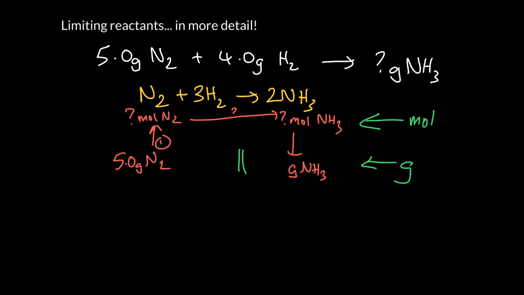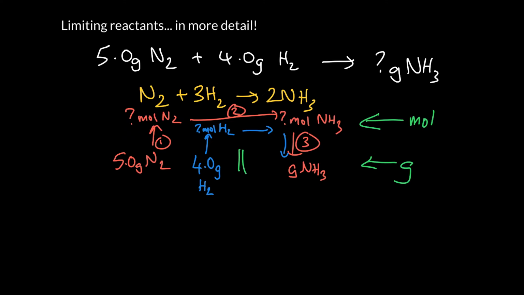So step 1, we'll need the molar mass of nitrogen. Step 2, we need the coefficients. And step 3, we need the molar mass of ammonia. And then we're going to compare that to the other approach, right? Which is where we start with 4 grams of hydrogen. Again, we take it up to the number of moles of hydrogen in step 1, then we take it to the number of moles of ammonia, and then we take it to the number of grams of ammonia. So we have to do this problem essentially twice and compare notes.